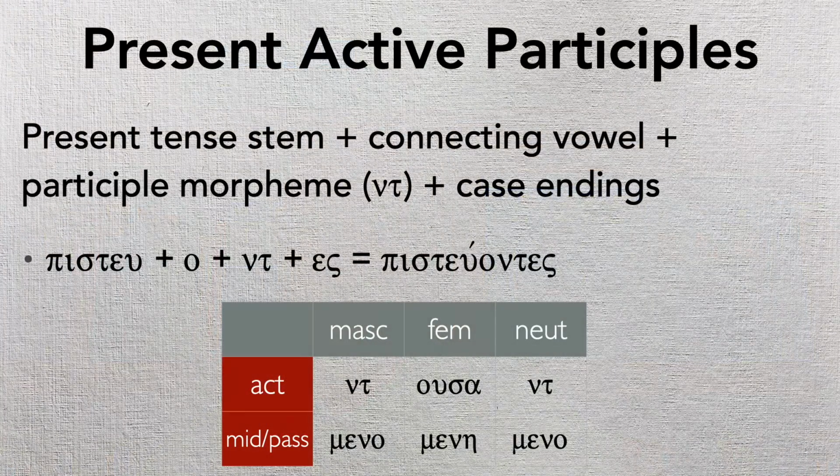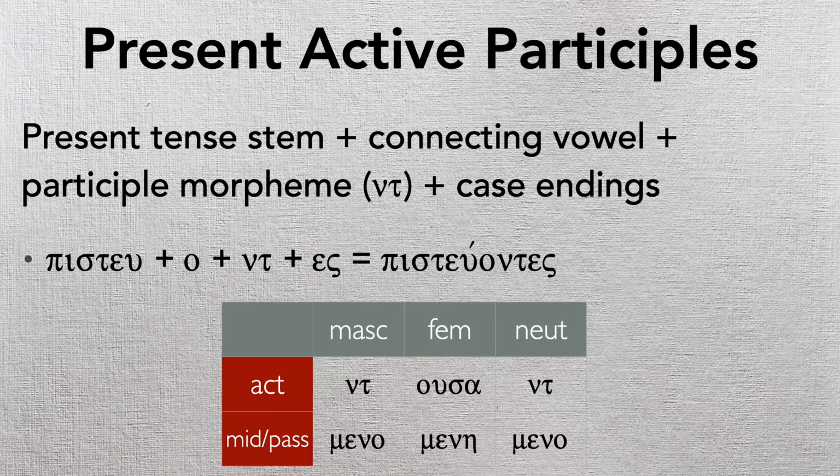Now, here's the little chart for you of participle morphemes that we know so far. This will get a little bit more complex, but notice for active verbs, that nu tau that we see in the word there, that participle morpheme, is telling us that this is an active participle rather than middle or passive, and that it's masculine or neuter. It's telling us those two things. Now we could tell whether it was masculine or neuter from the ending, but not the active part. It's telling us something about the verbal aspect and something about the noun aspect, okay?